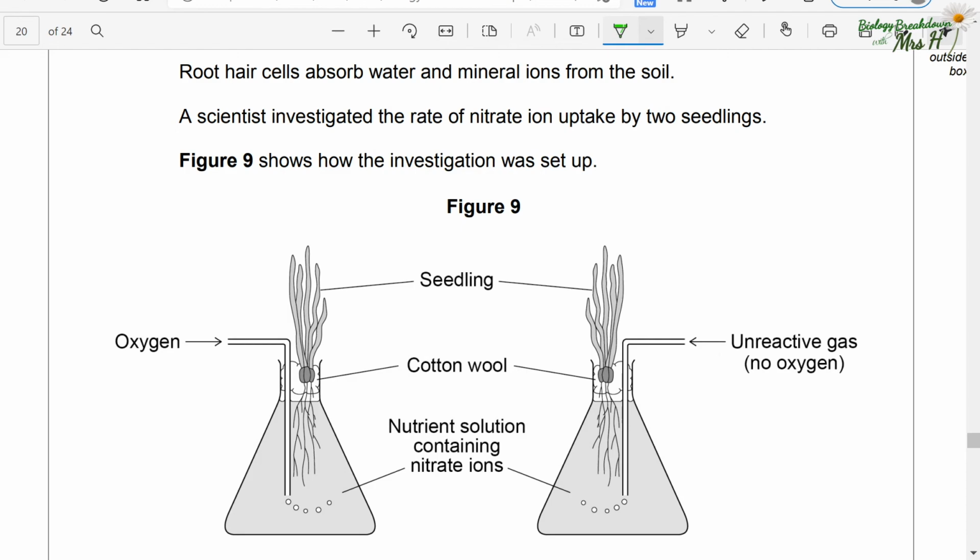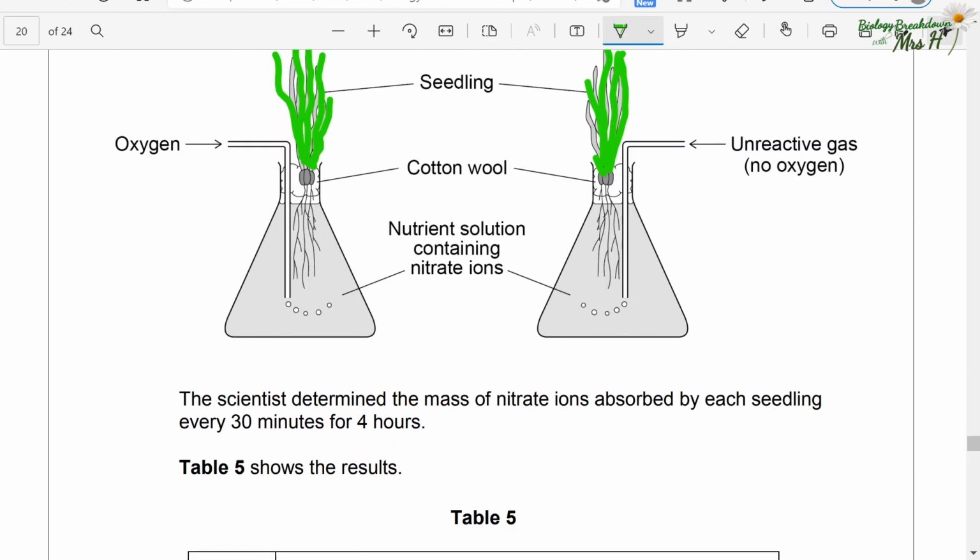Root hair cells absorb water and mineral ions from the soil. A scientist investigated the rate of nitrate ion uptake by 2 seedlings, and figure 9 shows how the investigation was set up. So we've got our seedlings, we've got a little bit of cotton wool around them, and then the roots are in a nutrient solution containing nitrate ions, and we are bubbling oxygen gas into the nutrient solution on the left and just an unreactive gas, so no oxygen, in the solution on the right.